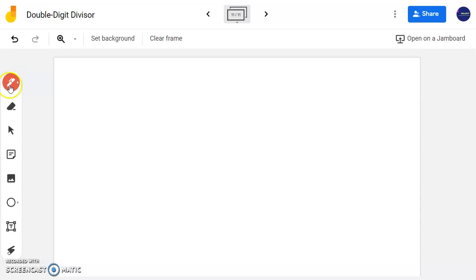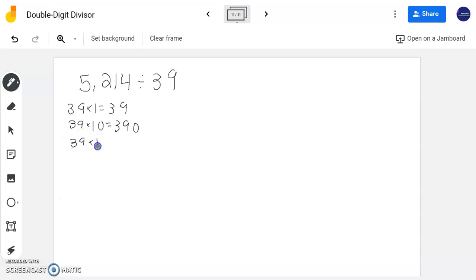So now let's try one more problem. This problem, let's go a little bit larger. We're going to do 5,214 divided by 39. So just like I did for the previous problem, 39 times 1 is 39. 39 times 10 is 390. 39 times 100 is 3,900.